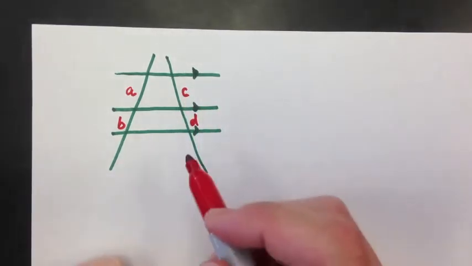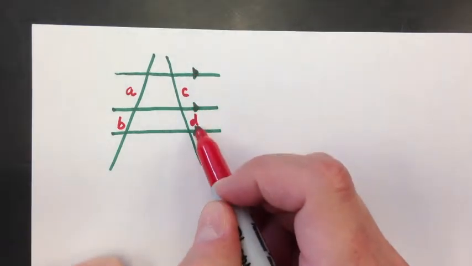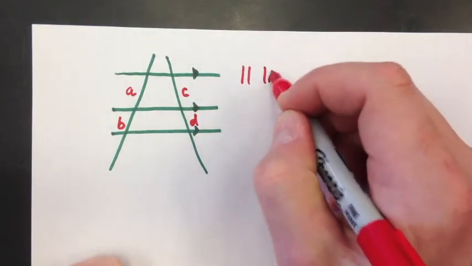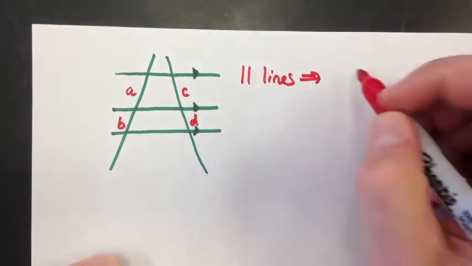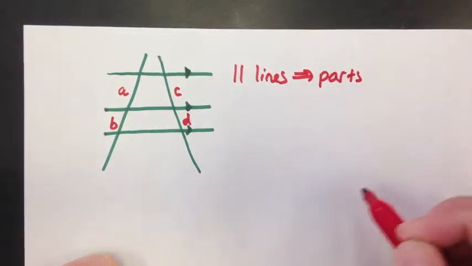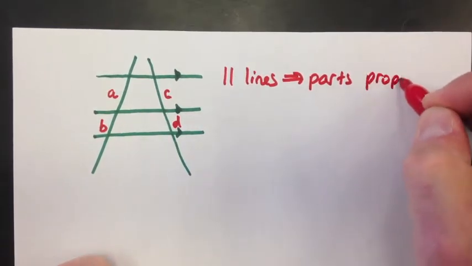And we have a nice rule that says when the lines are parallel, parallel lines implies the parts are proportional. Parts proportional.